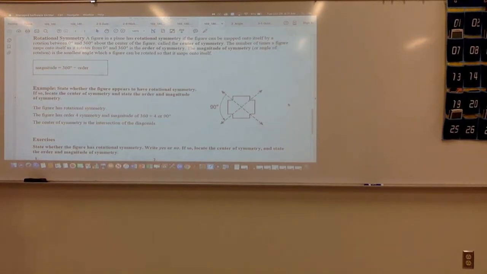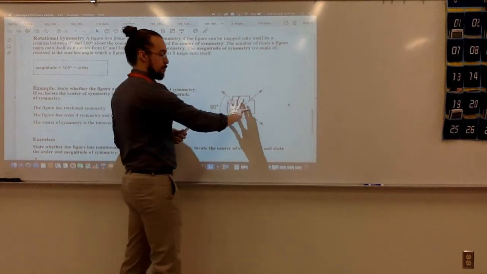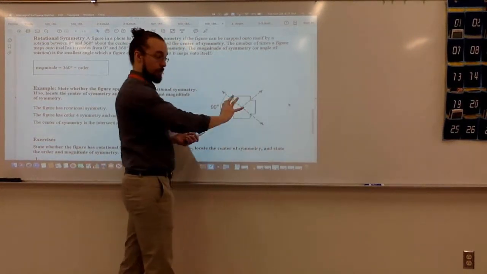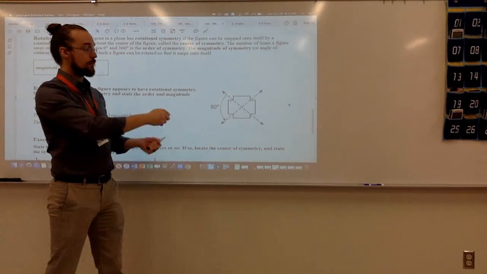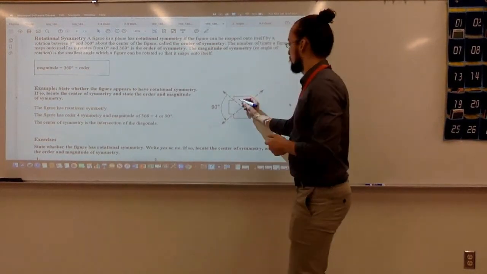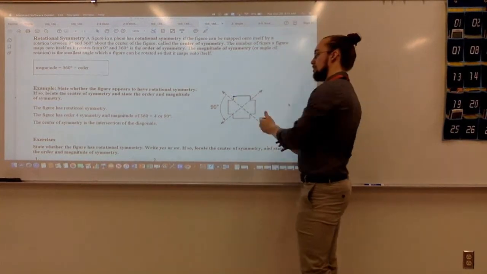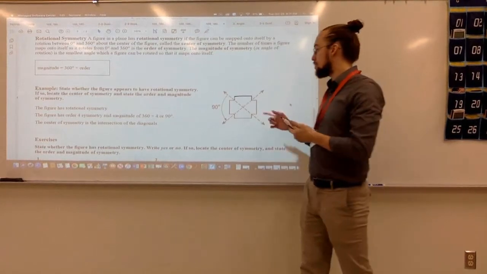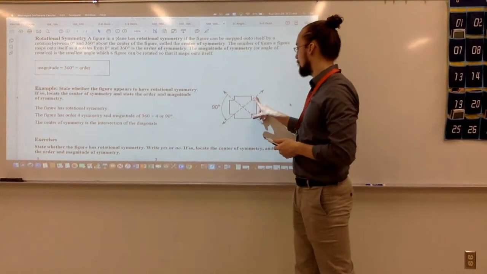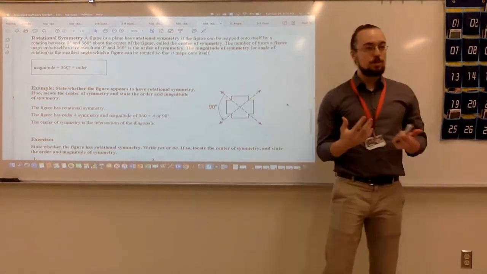The way that we determine this is we just look at our figure. We can actually rotate our paper and see if it looks exactly the same. So in this example, if I were to take this piece 90 degrees, it'll look exactly the same. Essentially, we're just looking at one side or one piece of the figure and seeing how far I need to rotate it.